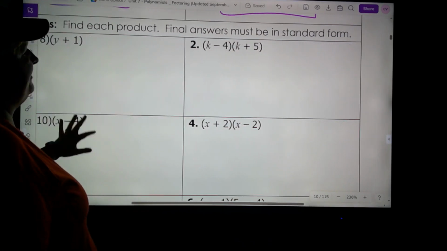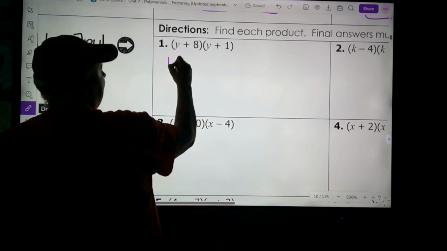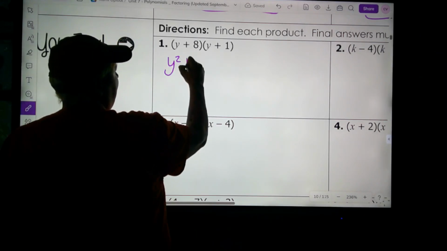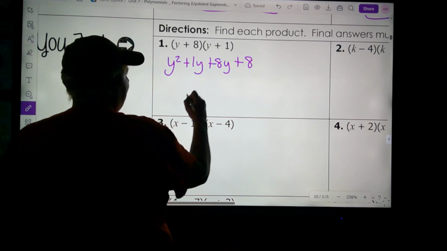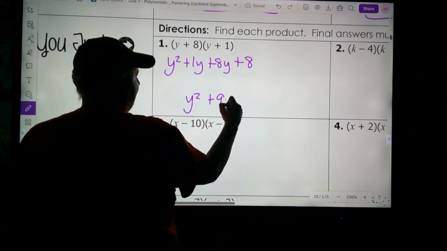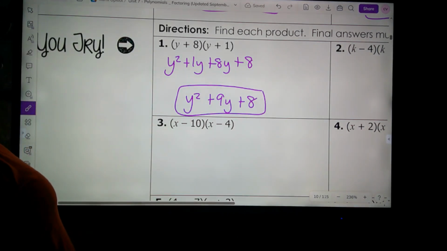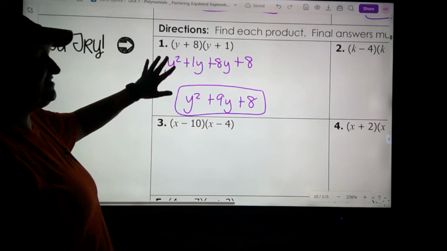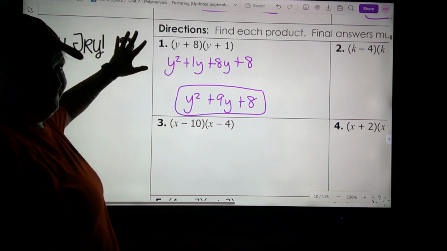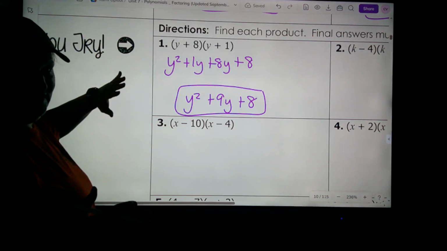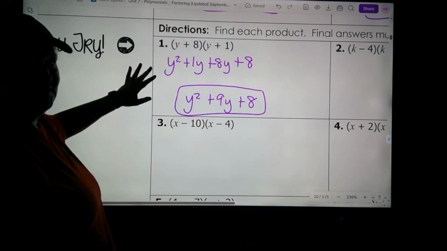And find each product. Final answers must be in standard form. Y squared plus 1y plus 8y plus 8. Y squared plus 9y plus 8. I'm going very fast because this is the same steps as the last lesson, right? So if you skipped and cheated on 6.2, you're going to be screwed on 6.3 because it's the same steps.